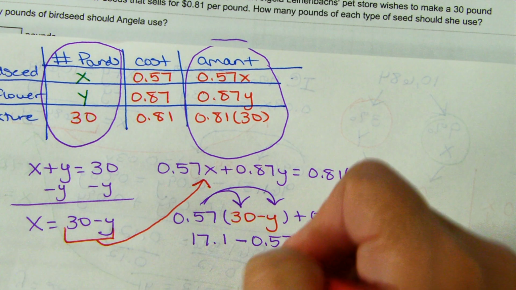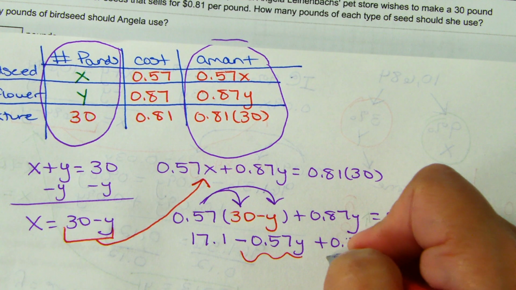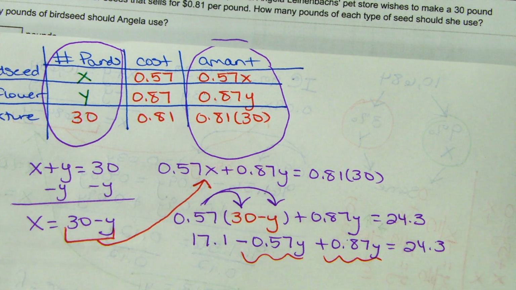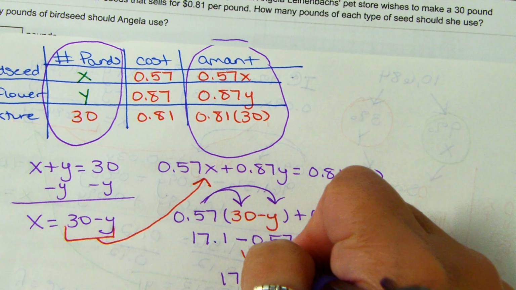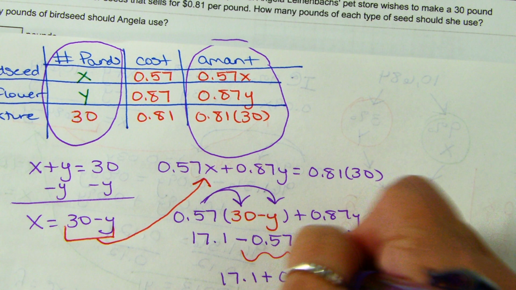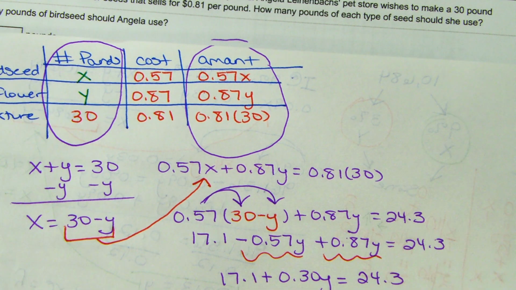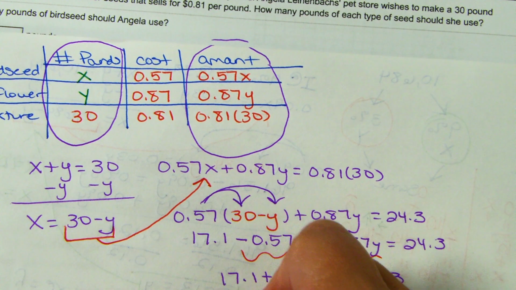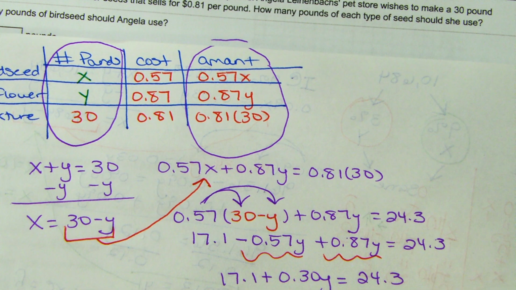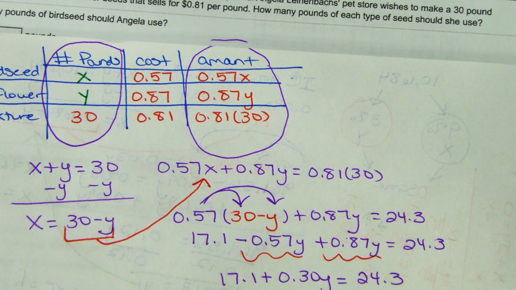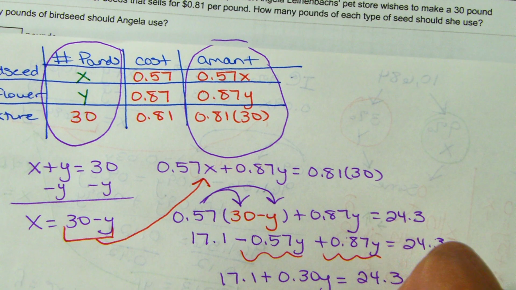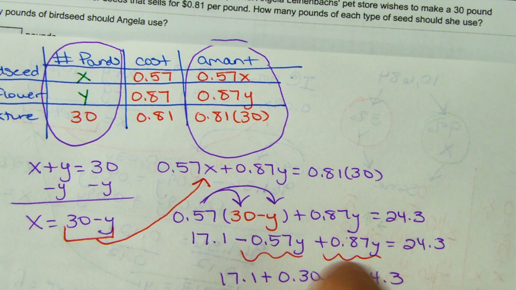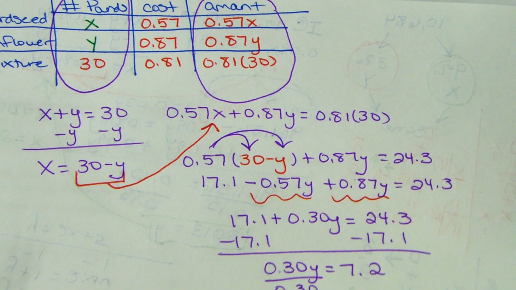I'm going to need to get y by itself. So what I'm going to do is subtract the 17.1 over. So I have 0.30y equals 24.3 minus 17.1, which will produce a 7.2. Then to get y 100% alone, I would divide by the 0.30 on both sides. Divide by 0.30, and I find that y is 24. And again, I love my table.